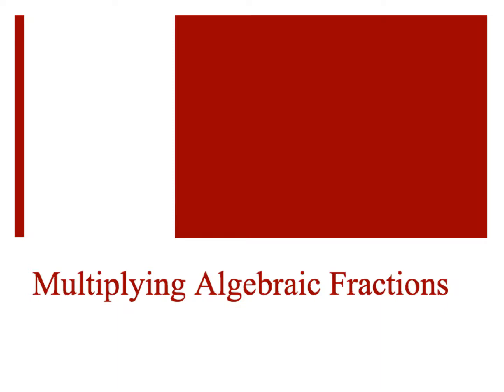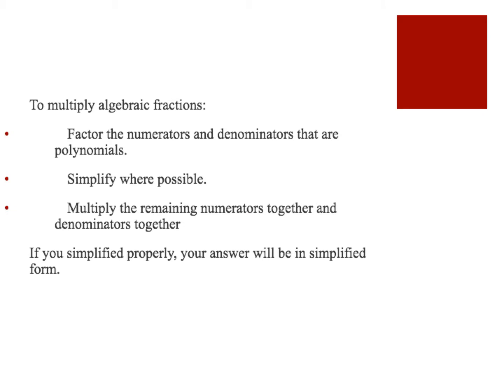Today we will be multiplying algebraic fractions. To multiply algebraic fractions, first, factor the numerators and the denominators that are polynomials. Second, simplify where possible. Third, multiply the remaining numerators together and denominators together. If you simplified properly, your answer will be in simplified form.